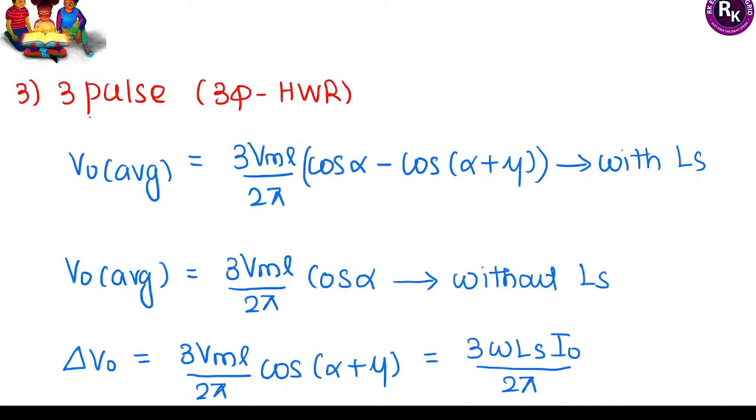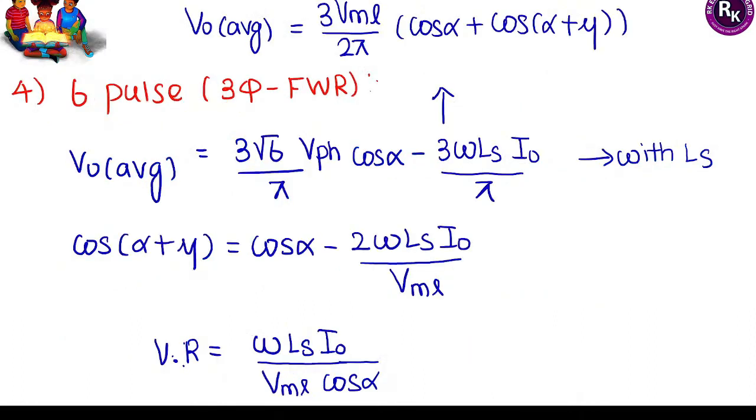Similarly, when we are talking about the three phase half wave rectifier, I wrote everything clearly. Just pause the video and note it down. Similarly, when we are talking about the 6 pulse converter, here I wrote the formula for everything. For the 6 pulse converter, V naught average I wrote separately.